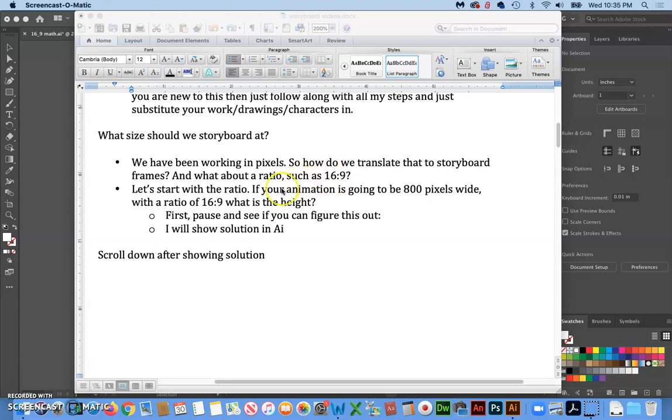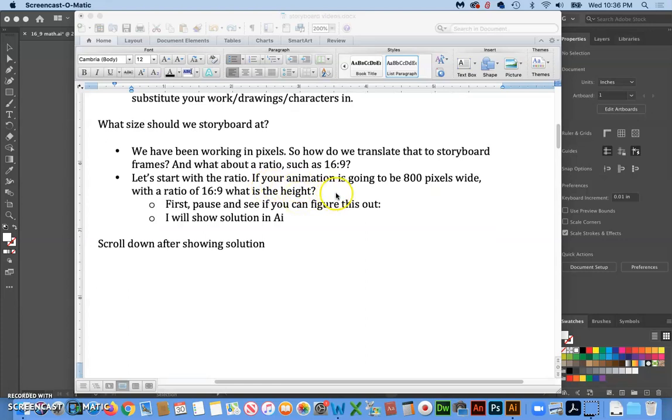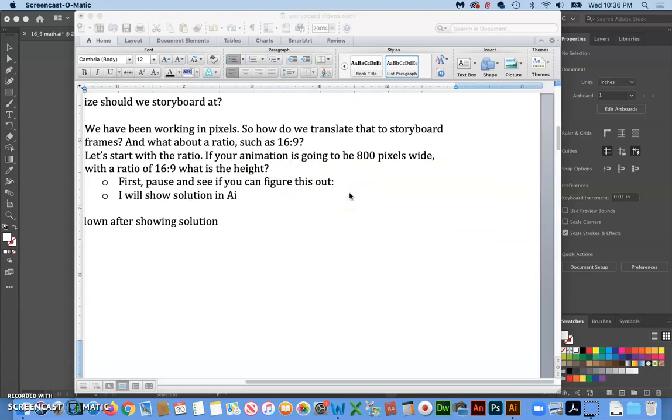So let's start with the ratio. And let's say that you wanted your animation to be idealized for a widescreen TV. And if you don't have a format in mind already, I suggest that you do this same format that I'm about to show, and then just follow exactly along.